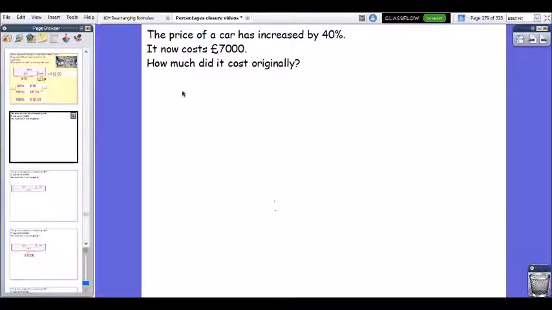Okay, so we're going to try one more together. Please could you pause the video and have a go at this question. The price of a car has increased by 40% and it now costs £7,000. How much did it cost originally? Please pause the video and give it a go.